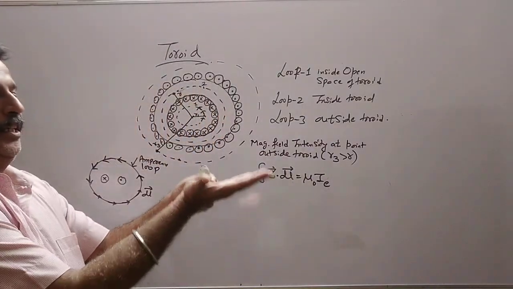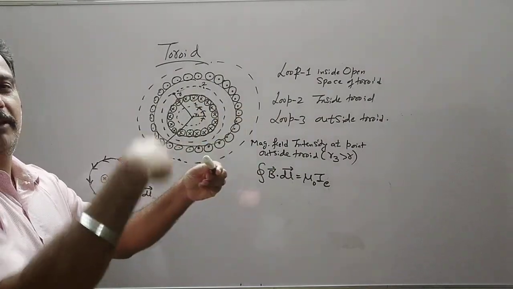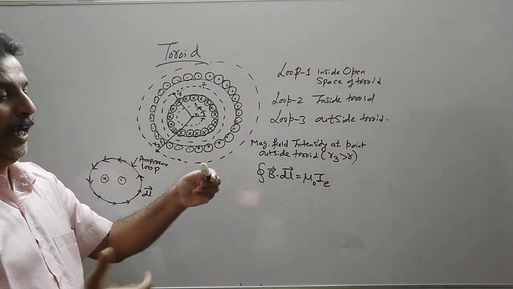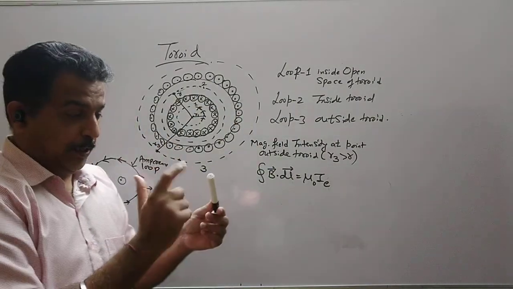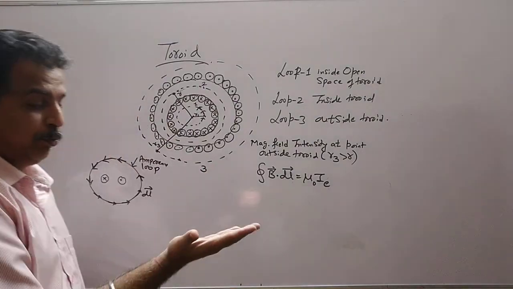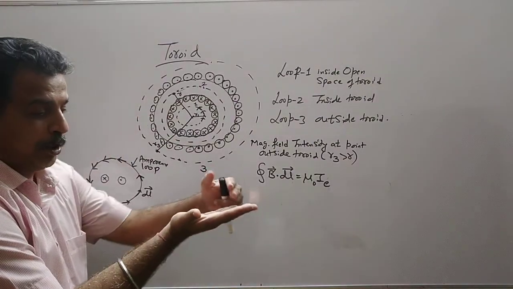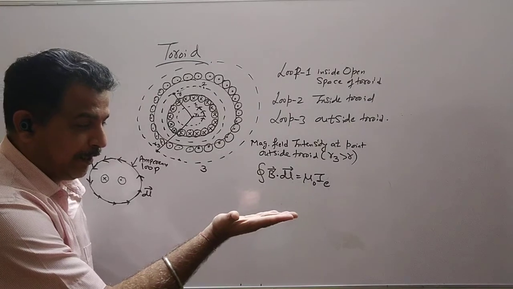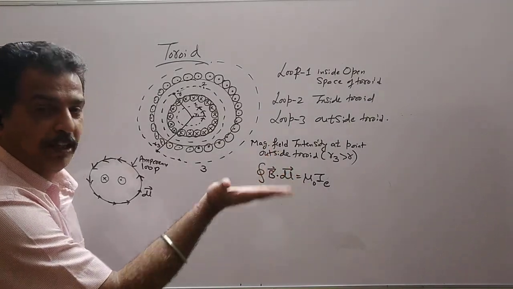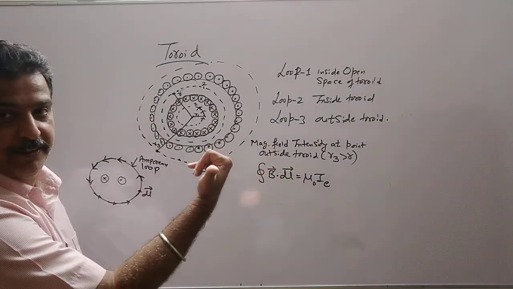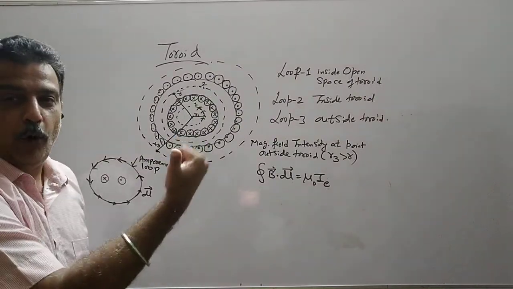So if there is a single wire, there is no issue. dl and B are in the same direction. And for the convention of current, what was the rule? That you curl your fingers in the direction of the line elements. So if I curl my fingers like this, the thumb points outward.